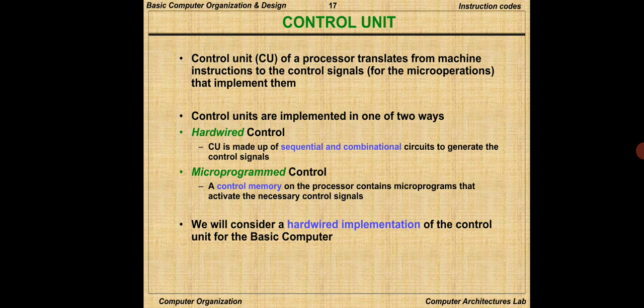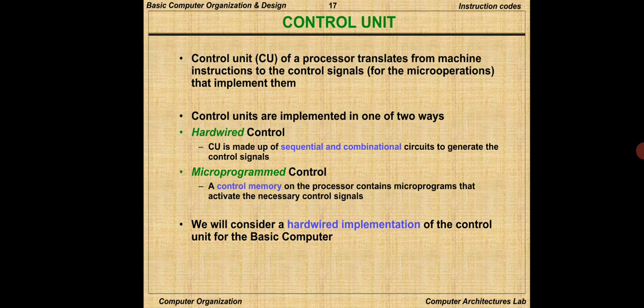From the basics of your school days, you have come across the control unit in your system. Now we will see what a control unit is and the internal hardware structure of your control unit. So what do you actually mean by a control unit? A control unit of a processor translates machine instructions into the control signals for the micro operations that implement them.